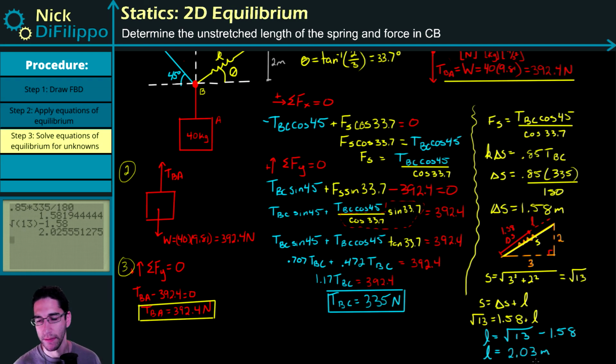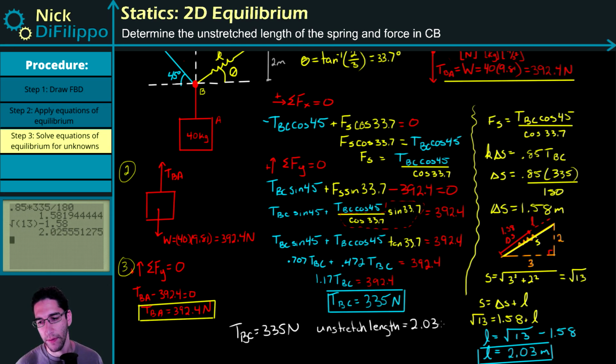2.03 meters. So this is also my answer. So those are the two answers I'm looking for. I have TBC is 335 newtons, and I have my unstretched length, which is equal to 2.03 meters. So hopefully this example has helped you with a 2D static equilibrium problem.